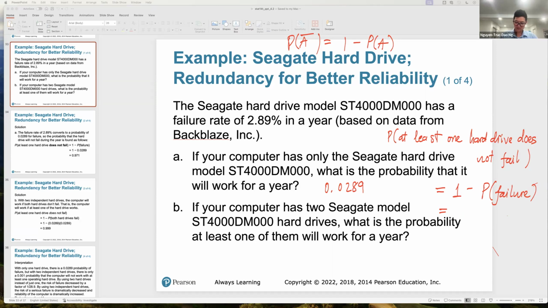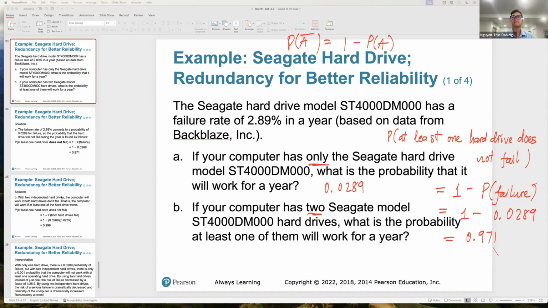So in this case, we have 1 minus P of failure. It's gonna be 1 minus 0.0289, and then the final answer will be 0.971, right? So that is the probability that it will work for a year. Are we good? So in this case, we are using the complement event. And B, if your computer has two Seagate model hard drives, in A we just have one, right? But here we have two. What is the probability at least one of them will work for a year?